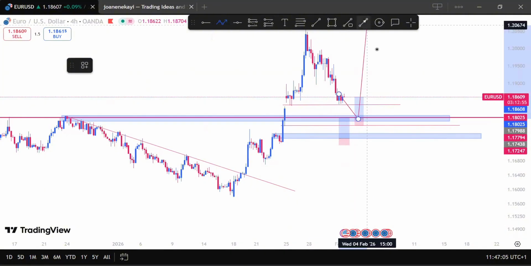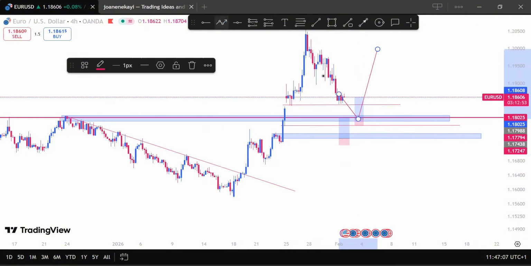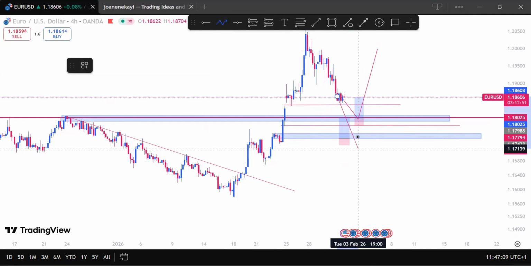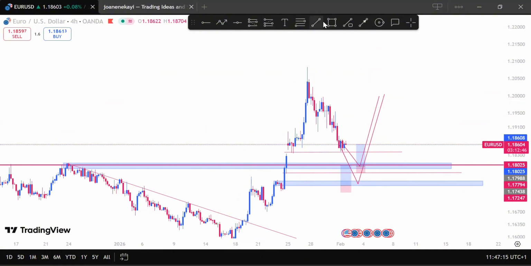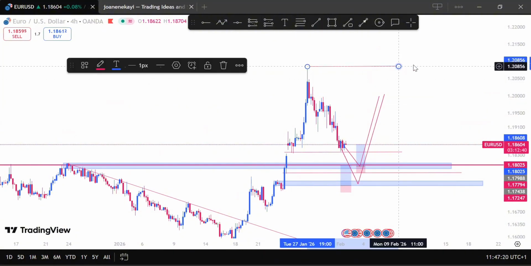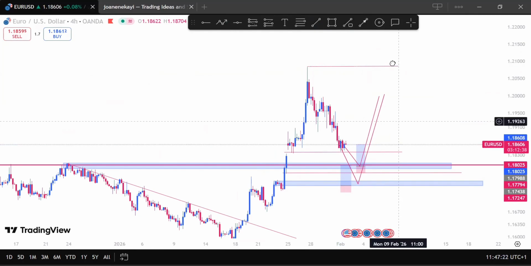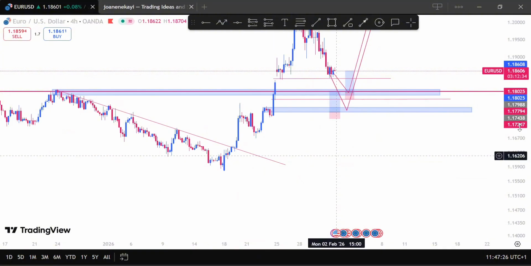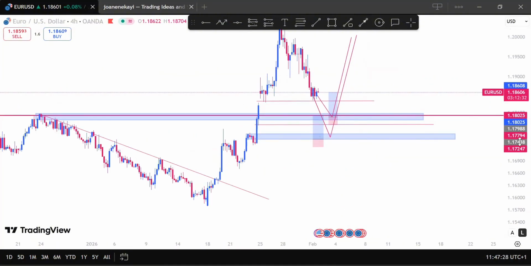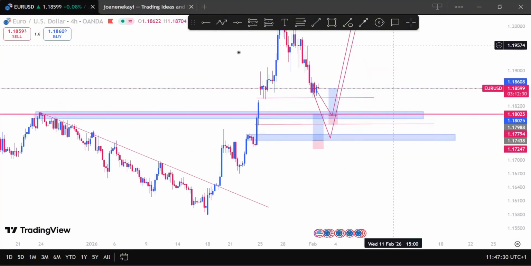If this zone doesn't work, then I expect price to do something like this. Right? I expect price to do something like this to clear out this high and to show us that it's trying to maintain our bullish trend now. So if you're wondering why my TP is short, it's because I'm going for a 1 to 3. I don't want to be too greedy and I want to take this trade in a day.